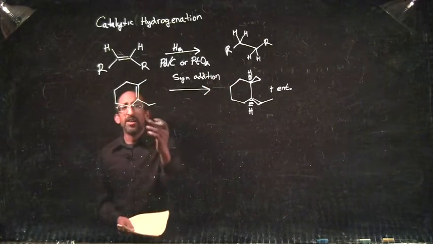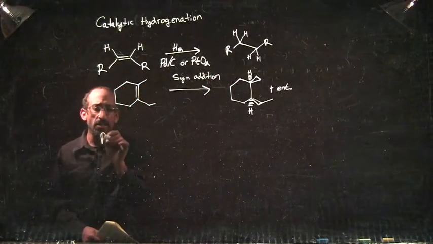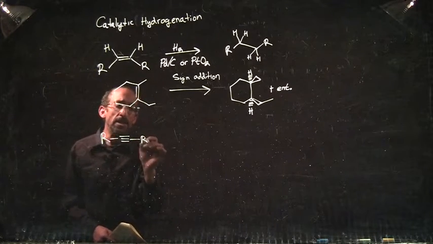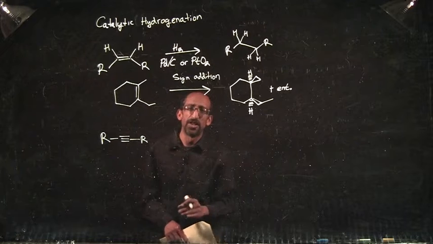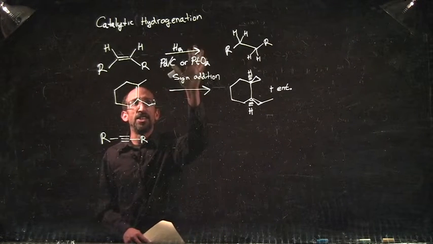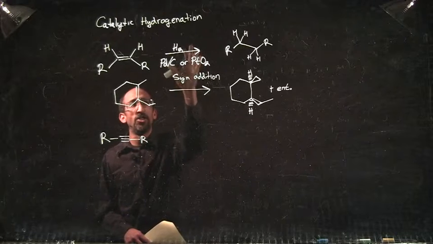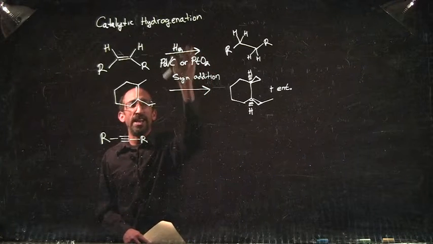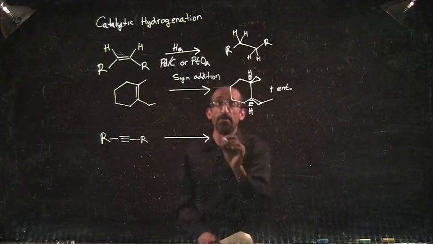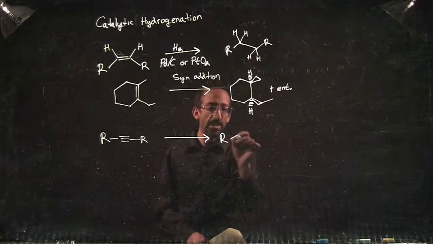Now, we can also do this with alkynes. However, it is not possible to stop the hydrogenation of an alkyne at the alkene. Under these conditions, palladium on carbon with H2 or platinum oxide with H2, this alkyne goes to form the alkane.